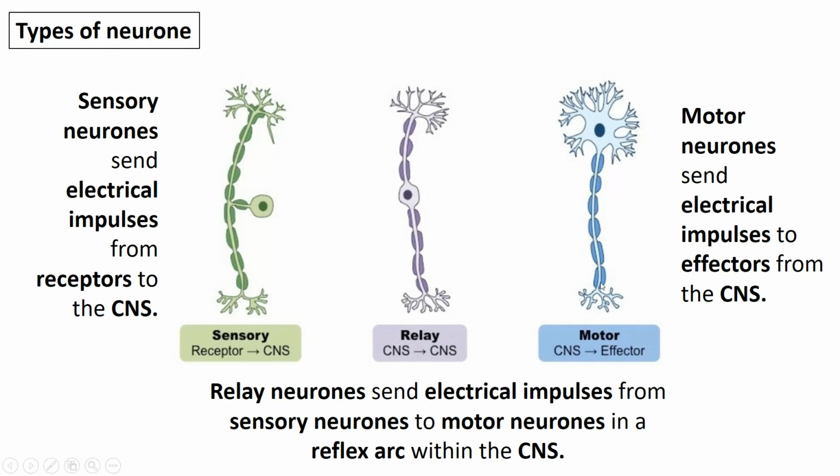And then you have motor neurons, and motor neurons, best way to remember is help to get you motoring. So they send an electrical impulse to the effectors from the central nervous system. So really, the sensory neurons help you sense, that's from receptor to central nervous system, and the motors help you move, or motor, and that's from the central nervous system to the effector, which remember is normally a muscle or gland. The relay neuron only comes into play when you're looking at reflex arcs.